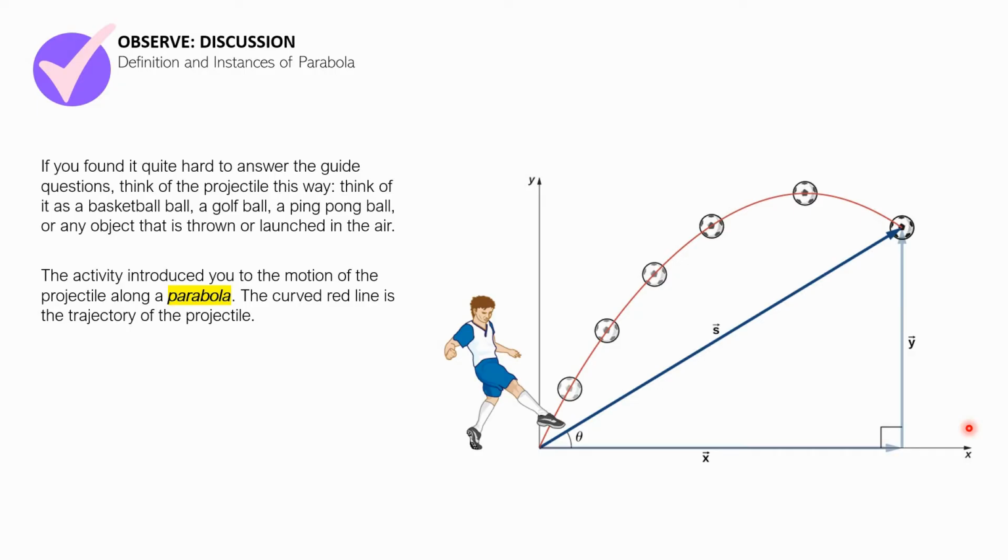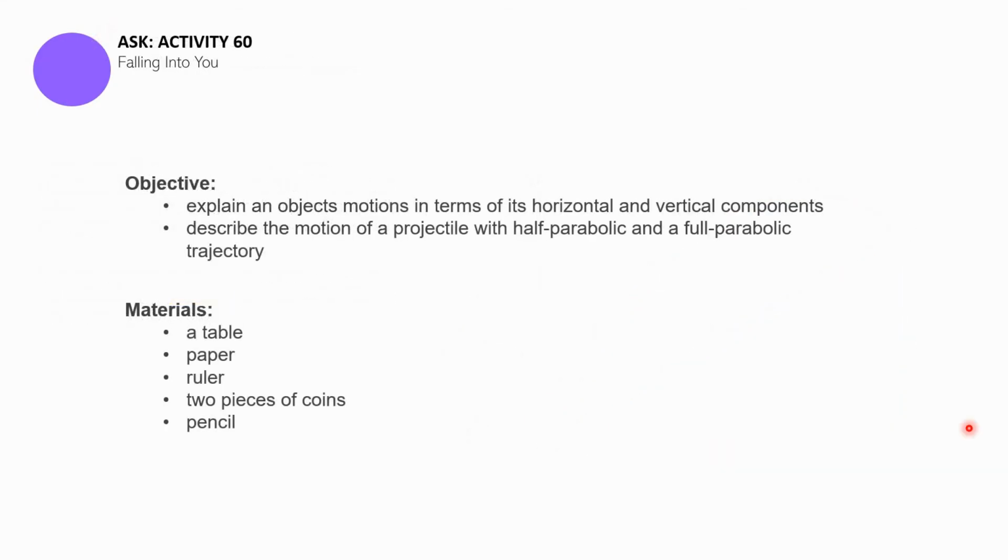And we're done with the second part, a discussion under the observe section, which is about the definition and instances of a parabola. So let's now move on to the ask section, activity number 60, falling into you. The objectives of this activity are the following. You have to be able to explain an object's motion in terms of its horizontal and vertical components. And then you also have to be able to describe the motion of a projectile with half parabolic and full parabolic trajectories. So what you need to do in order to accomplish this activity are the following. First, the materials: a table, a sheet of paper, a ruler, 2 pieces of coins, and a pencil. Yeah, so you need them.